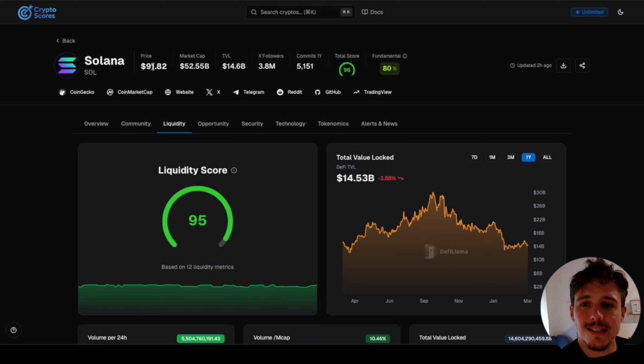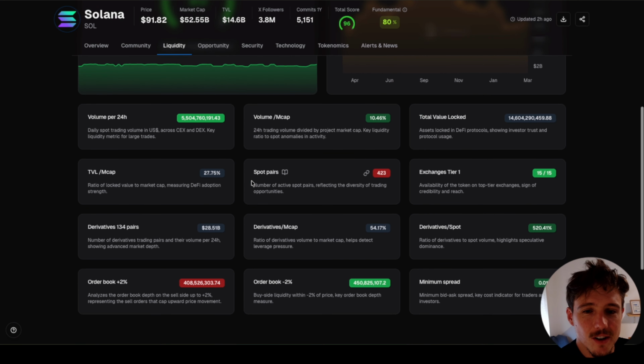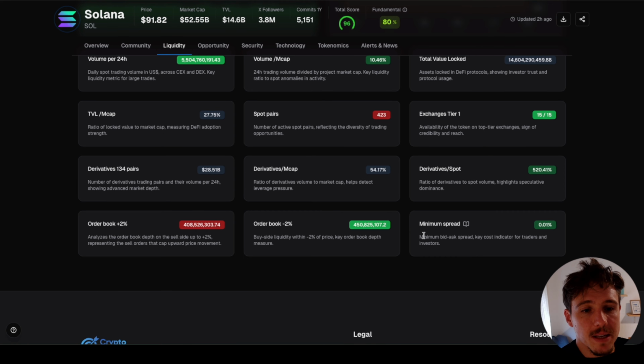So let's take a look at Solana. If you go back to liquidity, pretty good liquidity score, and you scroll down, you will see the minimum spread over there. And as you can check, it's only 0.01%. Highlighted in green, that's essentially nothing. Whether you are trading $100 or $100,000, the cost of execution is negligible. So many buyers and sellers that the gap between them is virtually non-existent. Green tells you optimal condition for trading.